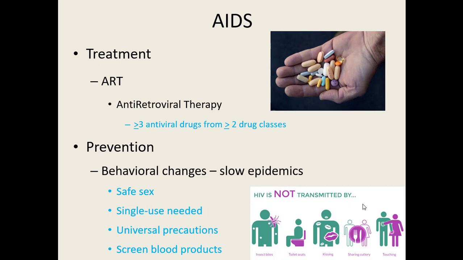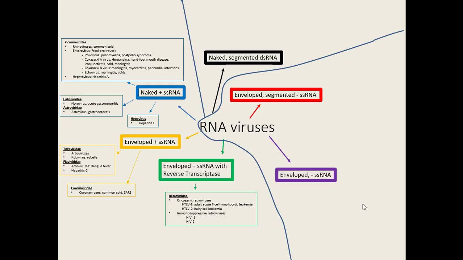Now, I put my little line. So we finished. These were all positive strand, single-stranded RNA, and then this one even had the reverse transcriptase. We're going to finally move on to our next section, all of our negative single-stranded RNA, so the ones that the ribosomes can't recognize and read.